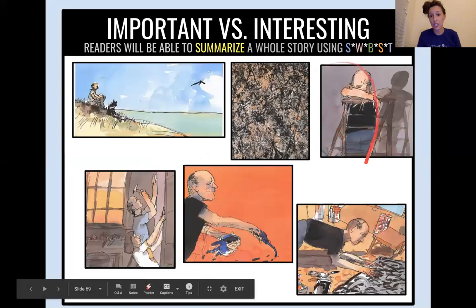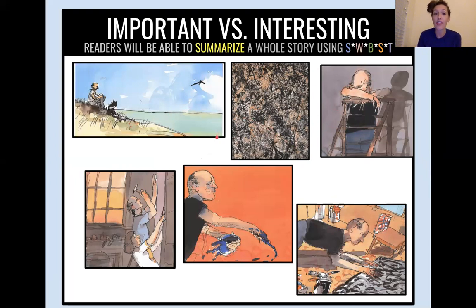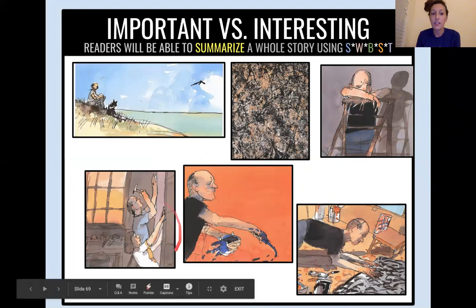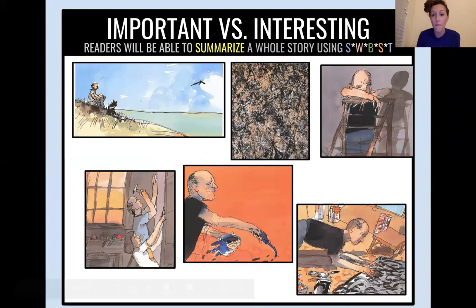So now we're going to practice figuring out what's important and what's just interesting by looking at these illustrations from the text. Here we have an illustration of Jackson Pollock looking at the gulls on the beach. Here we have one of his paintings. We know that this is an example of how he flung that paint onto the canvas in his own way. Here's another illustration of him looking down at his painting when he's done. Here's an illustration of him and his wife hanging his painting up on the wall.